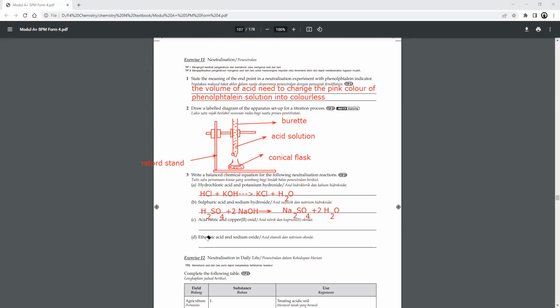Now I want you to try C and D. C: nitric acid and copper(II) oxide. I use handwriting, this one. HNO3 plus copper oxide, CuO. Then it becomes something else. So help me balance the equation. Write the equation and balance the equation.